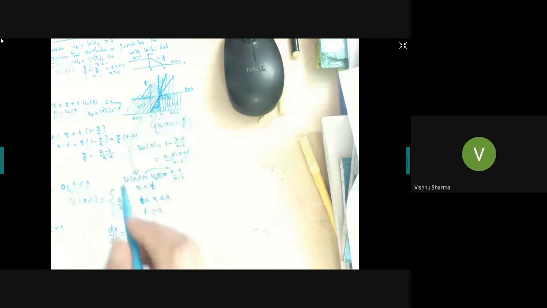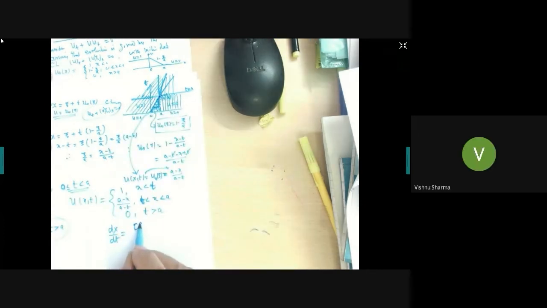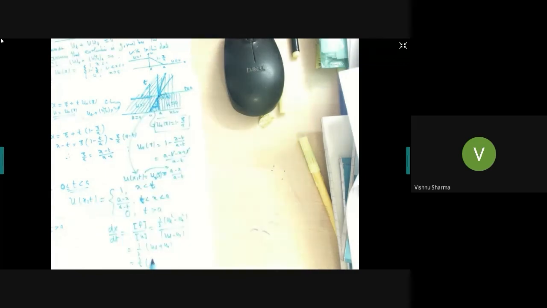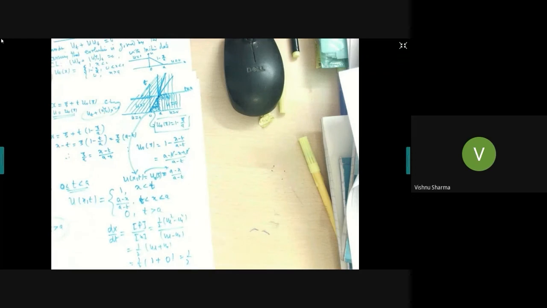So here dx by dt will be the jump in f divided by the jump in u, and the jump in f is half of ul square minus ur square, divided by ul minus ur. This is half of ul plus ur. On the left of this discontinuity, u is 1. On the right, it's 0. So this is 1 by 2, x is equal to t by 2 plus some constant.